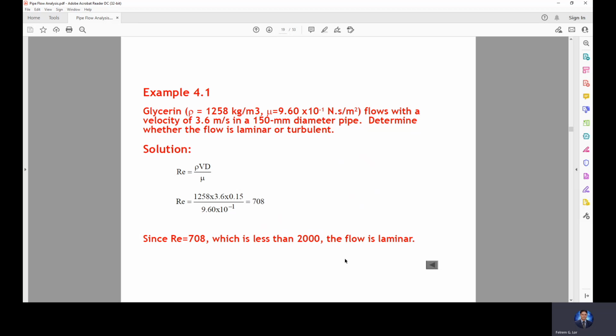So just apply the equation of Reynolds number. Density times velocity, that's the average velocity, times the diameter, over the dynamic viscosity. So the Reynolds number is 708. By the way, Reynolds number is unitless. You can check the equation for why it is unitless, by matching the units. Reynolds number is unitless. So it's 708, which is less than 2000. So the flow is laminar.